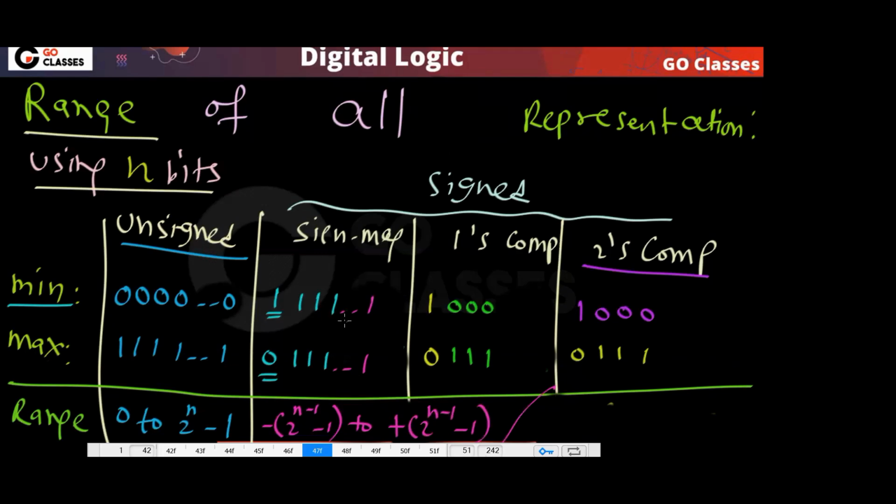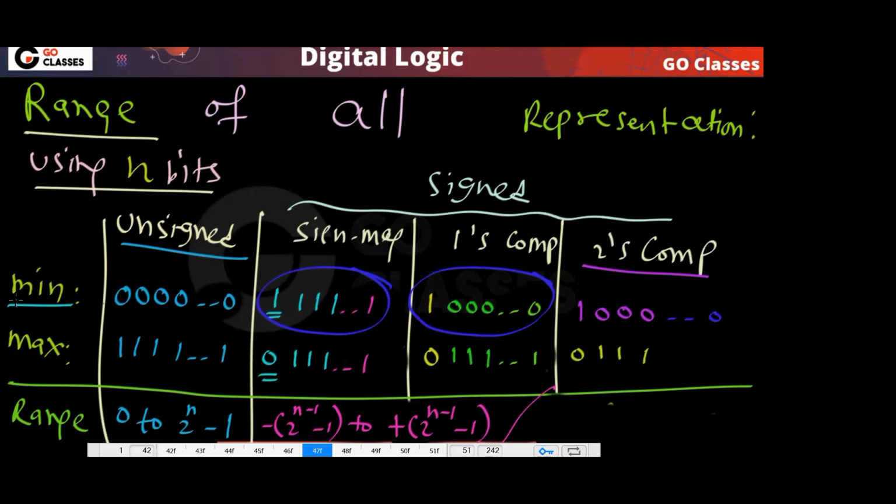But remember, the range is same. Please understand this point. The range is same, but you can notice here this will give you the minimum, and here this will give you the minimum. So this is the difference. The range is same, but for the minimum number they have different representations, and for other numbers they have different representations.